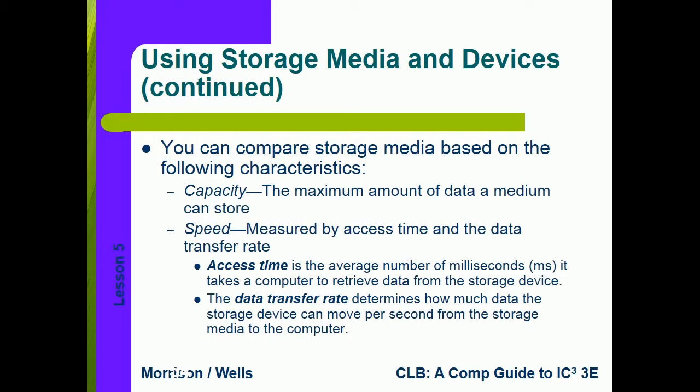Using storage media and devices, continued. 54. You can compare storage media based on the following characteristics. Capacity, the maximum amount of data a medium can store. Speed, measured by access time and the data transfer rate. Access time is the average number of milliseconds (ms) it takes a computer to retrieve data from the storage device. The data transfer rate determines how much data the storage device can move per second from the storage media to the computer.